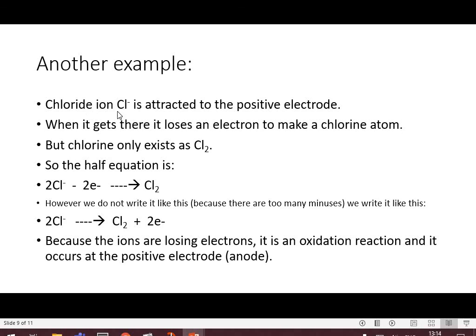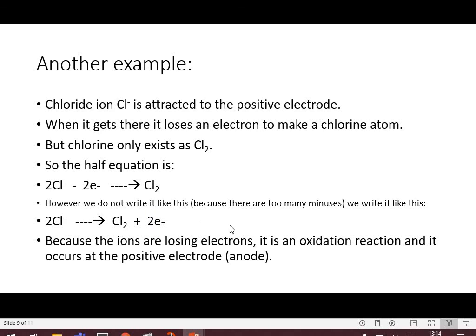Another example, the chloride ion, that's negatively charged, so it would be attracted to the positive electrode. When it gets there, it loses an electron to make a chlorine atom. But chlorine only exists as Cl2, so the half equation is this. So if you ignore the 2's for a minute, Cl- needs to lose 1 electron to become Cl. But chlorine doesn't exist on its own, it only exists as Cl2. So you have to have 2 Cl- to start, they lose 2 electrons, and then you end up with Cl2. So we're just balancing it.